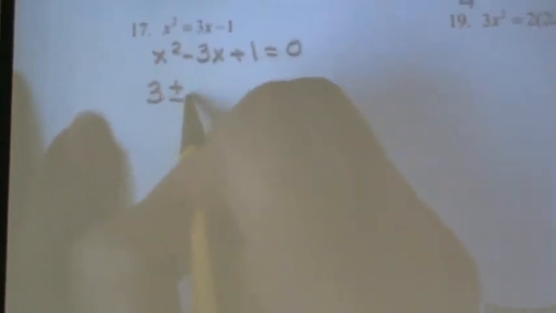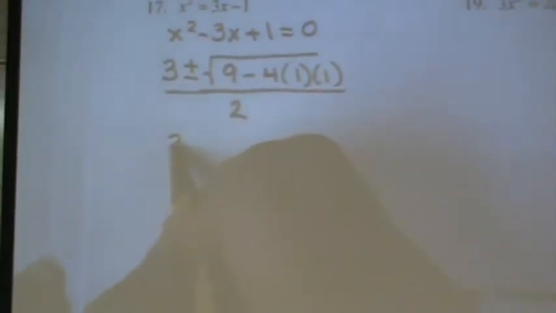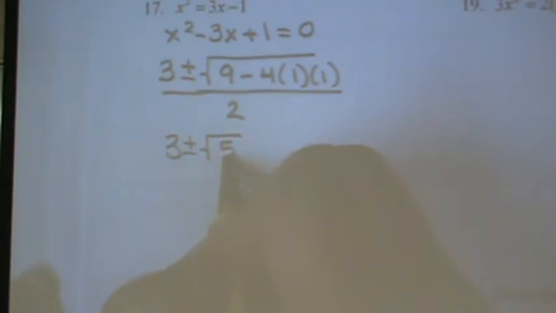Number 17, you want to get your 3x and your negative 1 to the other side. And I know this one's not factorable. So the opposite of b, so it's going to be 3 plus or minus b squared, 9, minus 4 times 1 times 1, all over 2 times 1, which is 2. We can do this quickly. This is going to be 4, and 9 minus 4 is 5. So your answer is 3 plus or minus root 5 over 2.